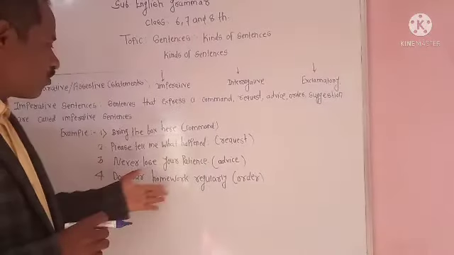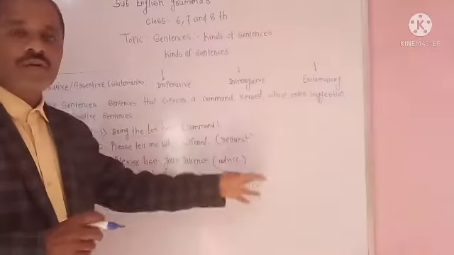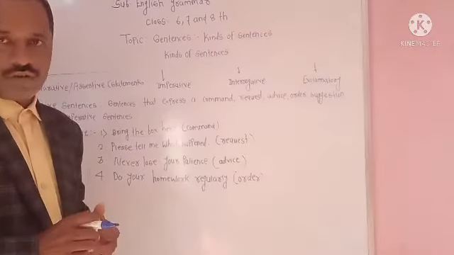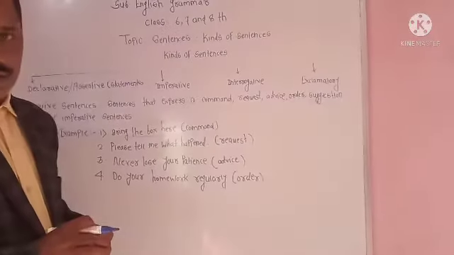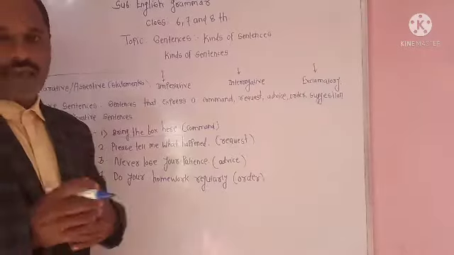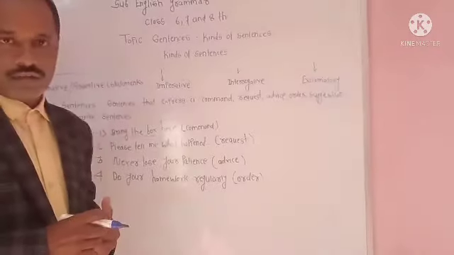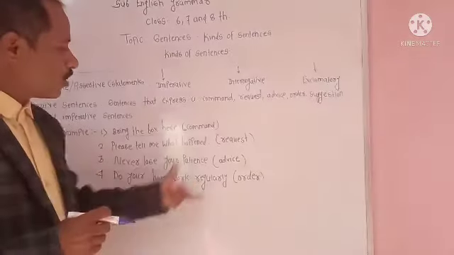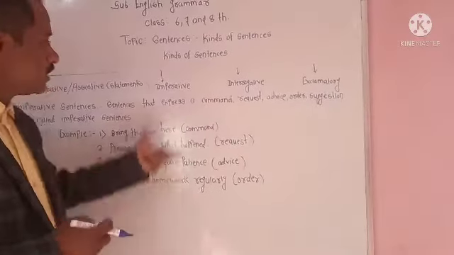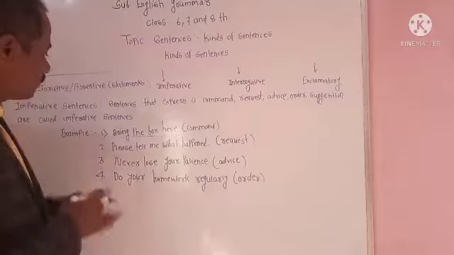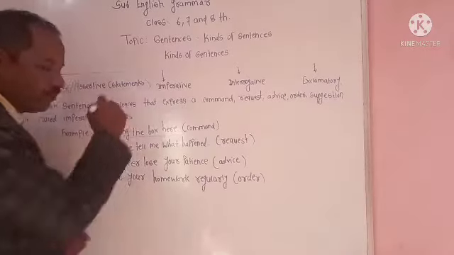Then, "Do your homework regularly." This is an order given by your teacher. "Go to your school regularly." This is an order given by your parents. "Complete your homework regularly." This is also an order given by your parents. It means an imperative sentence always begins with the root form of the verb.